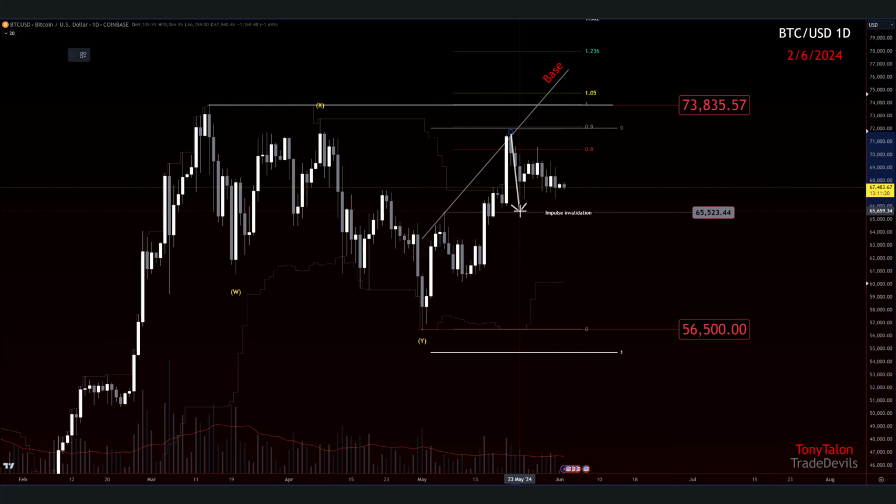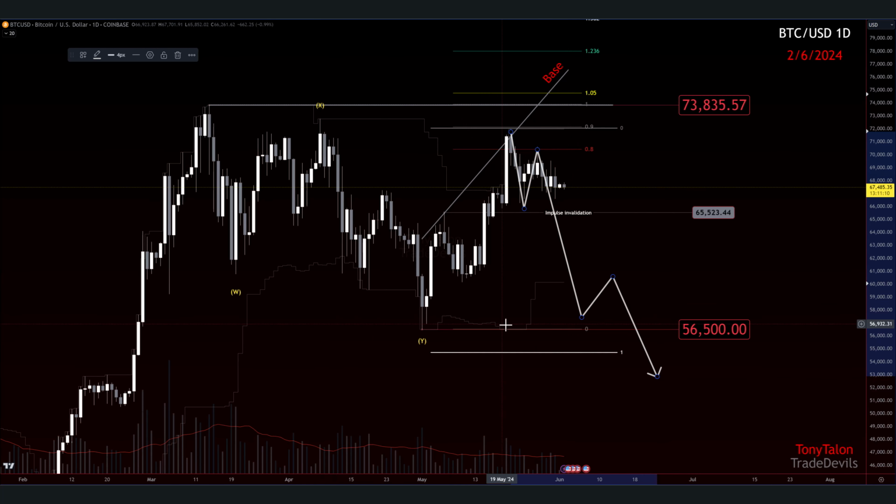The more bearish scenario here, if we end up getting an impulsive move down, then I think it's safe to consider that this might be a potential diagonal that we're dealing with. An impulse down is an impulse.